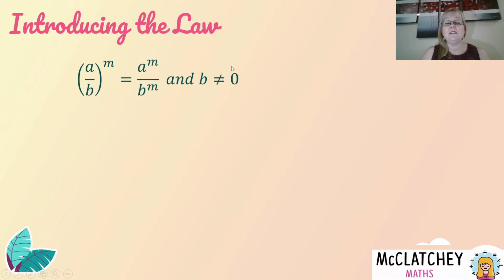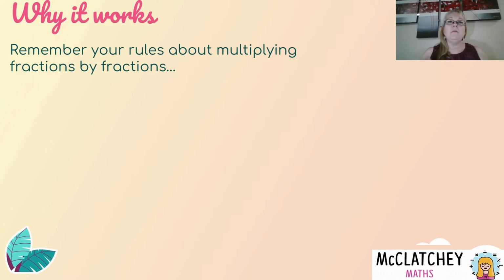You'll notice here we've got this little expression as well, that b cannot be equal to 0. And the reason for that is if we have a 0 on the bottom of a fraction, well, you can't divide anything by 0. We talked about that in our last video, so I'm not going to labour the point again today. Let's do a bit of an understanding about why this rule works.